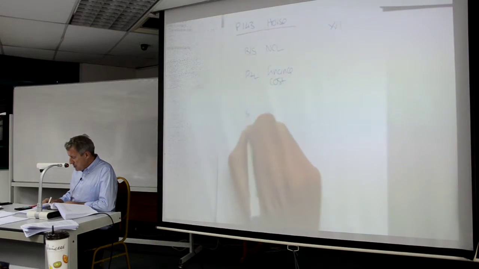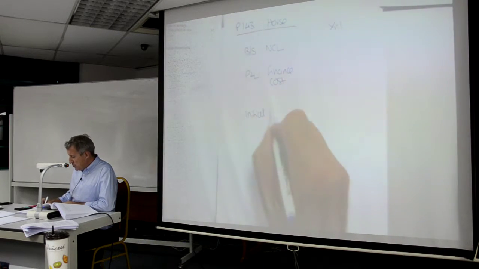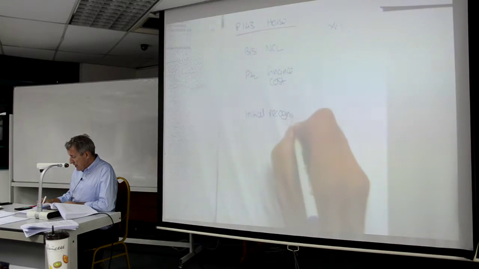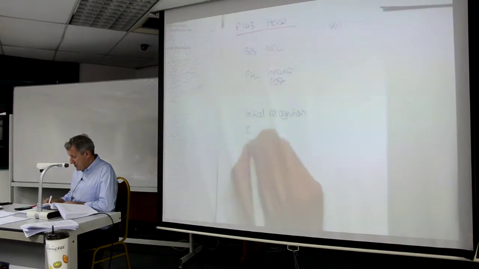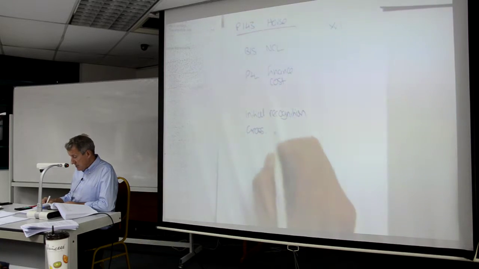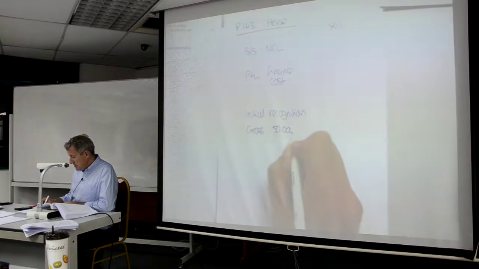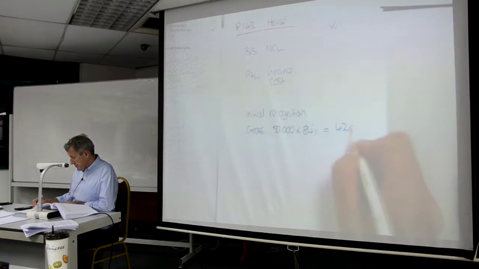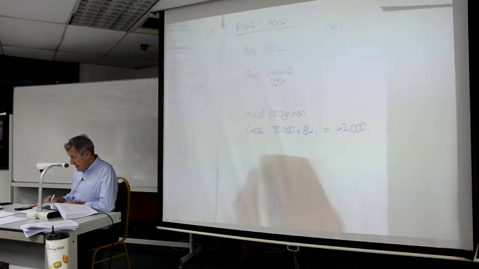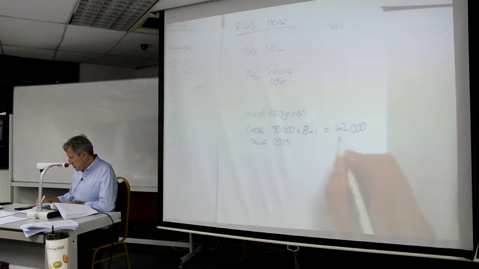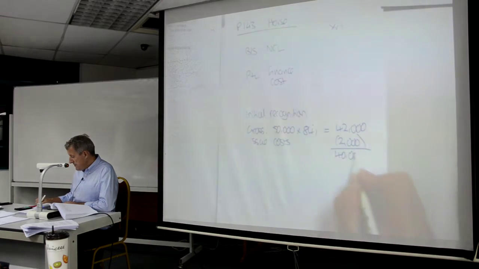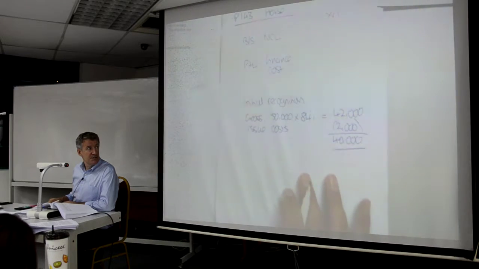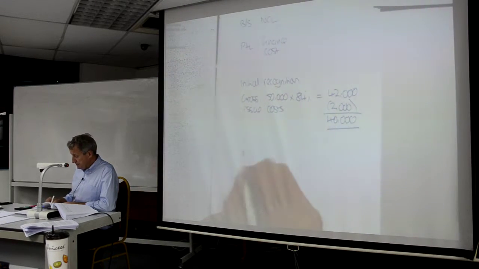I want to be able to deal with the initial recognition, and the initial recognition is at the net proceeds of issue. The gross proceeds of issue are not 50,000, but at a discount of 16%, which gives me 42,000. However, I don't get 42,000 because of the issue costs, and the amount of the issue costs are 2. So therefore, my net proceeds of issue are 40,000.